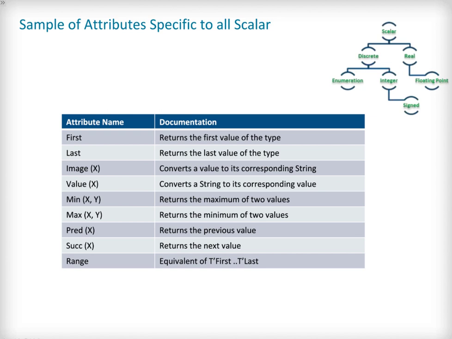What's interesting here is that this notion of previous or next value is available for floating point numbers as well, and of course it will take into account the number of significant digits to compute the previous or next value available. Range is an interesting attribute that you will see a lot as well later on when we talk about arrays, and it's an equivalent of First .. Last.